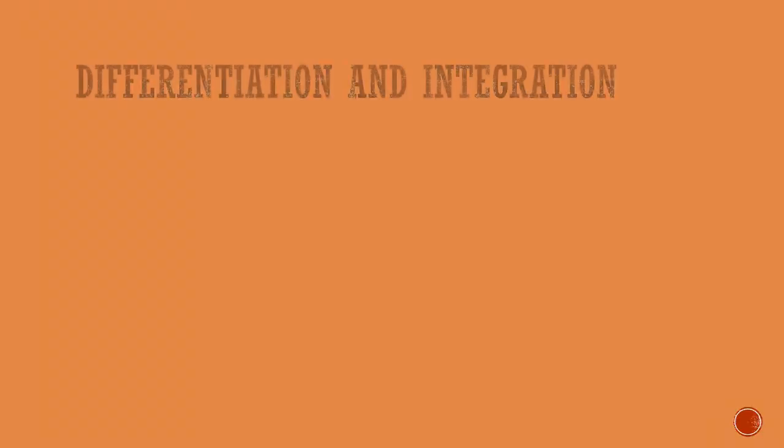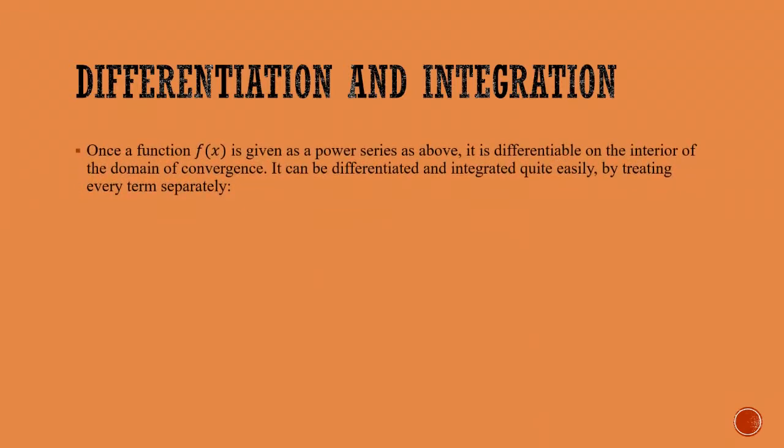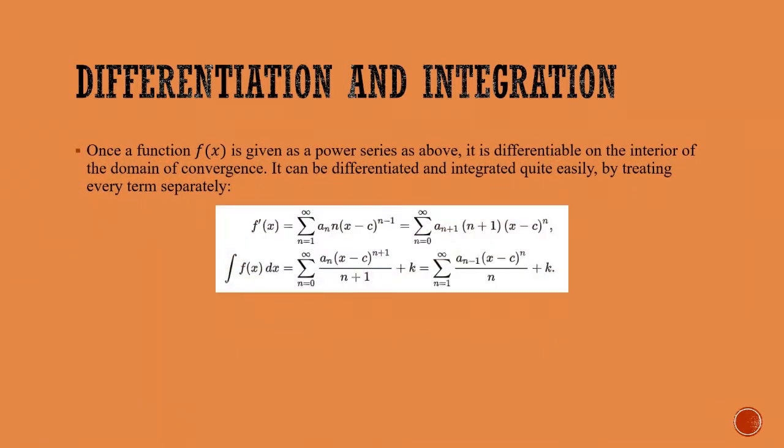The third one is differentiation and integration. Here, we differentiate and integrate by treating every term separately. We can see that we integrate the equations and then the n power of the equations are divided by the equations. After that, we add plus k at the end. Both of the series have the same radius of convergence as the original one.